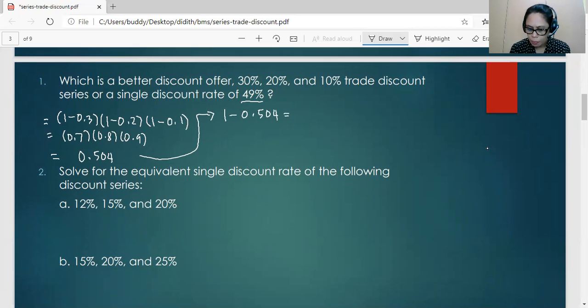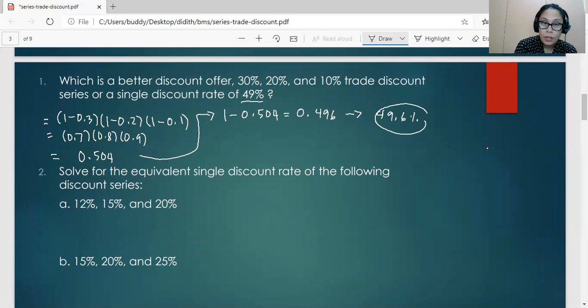So we have 0.496. So expressed in percent, this is 49.6%. Now we're going to compare this with 49%. So definitely, since it's a discount offer, we're looking for the bigger value. Since 49.6% is greater than 49%, the discount series is a better discount offer than this single discount rate. Okay, so this one is better.